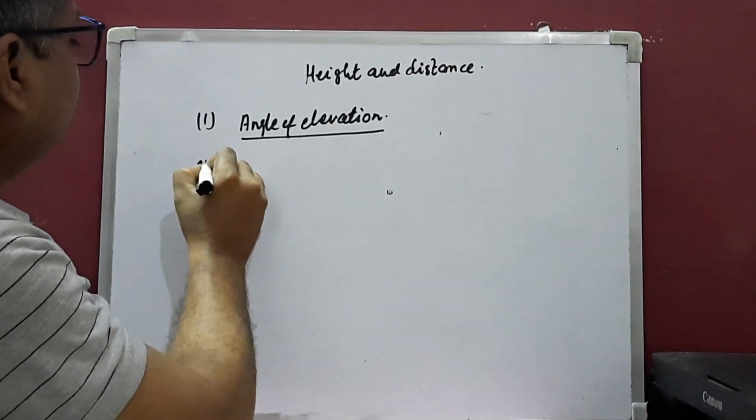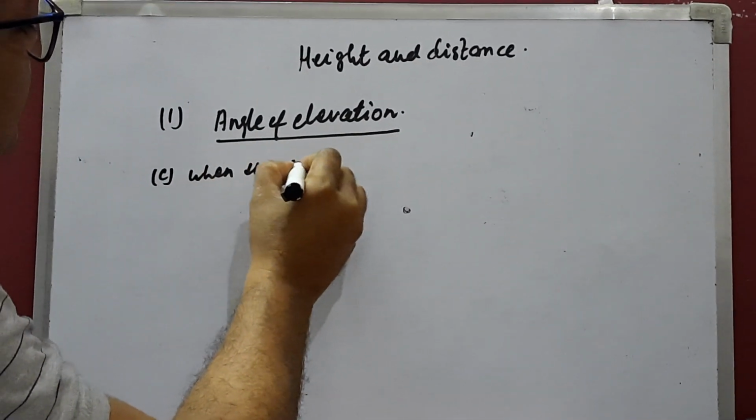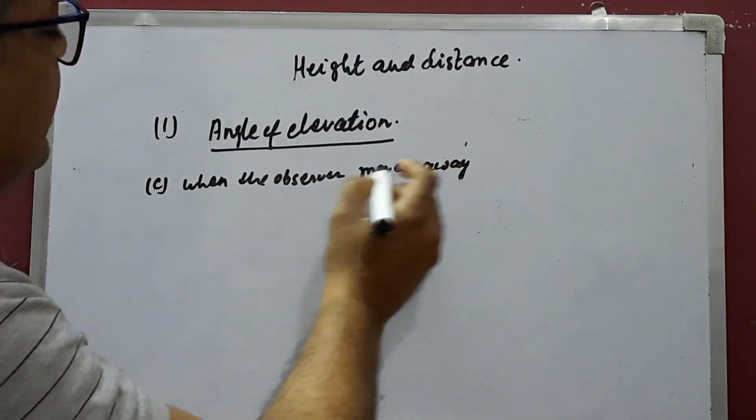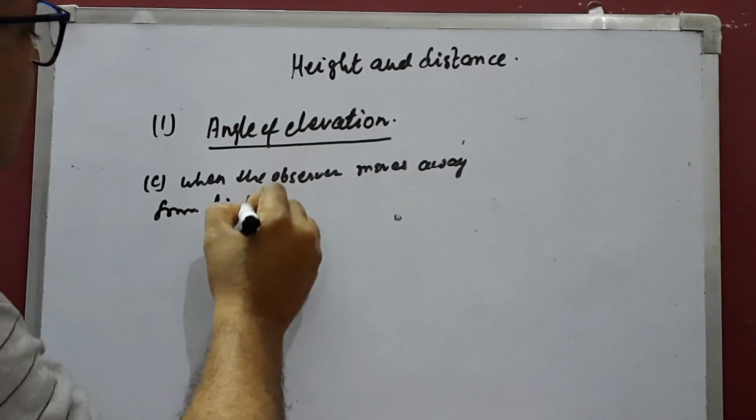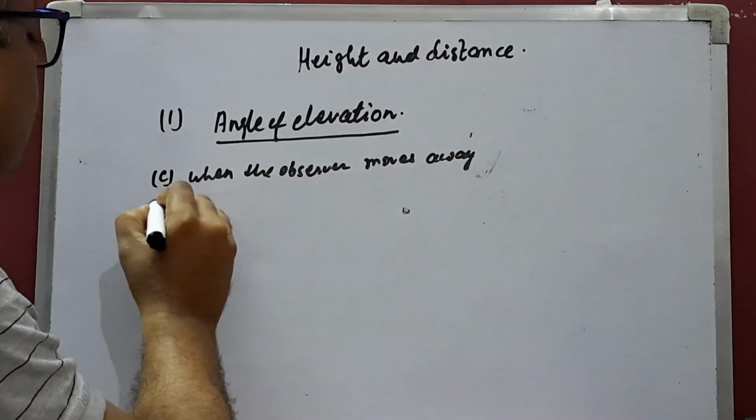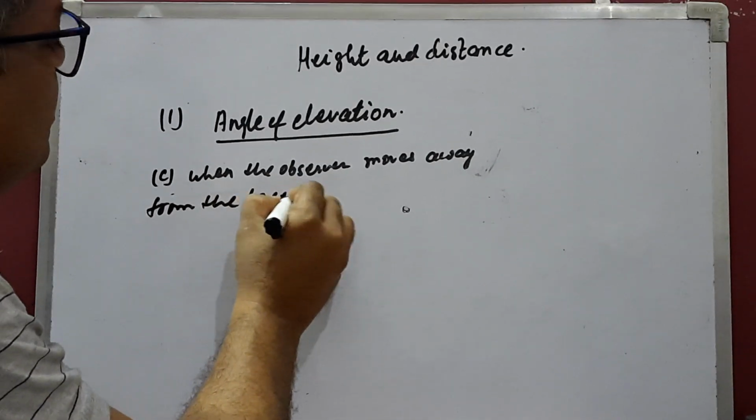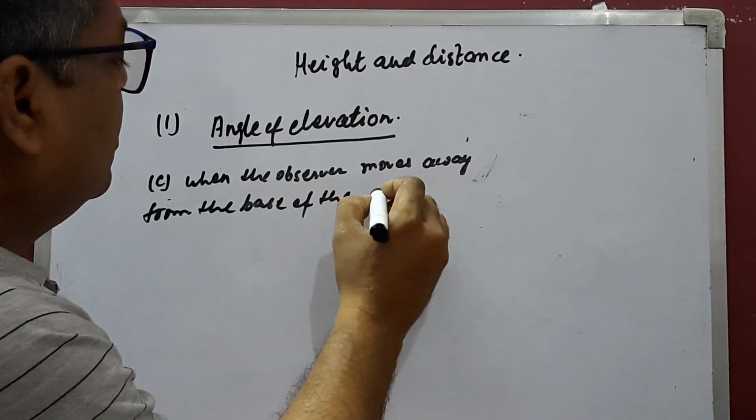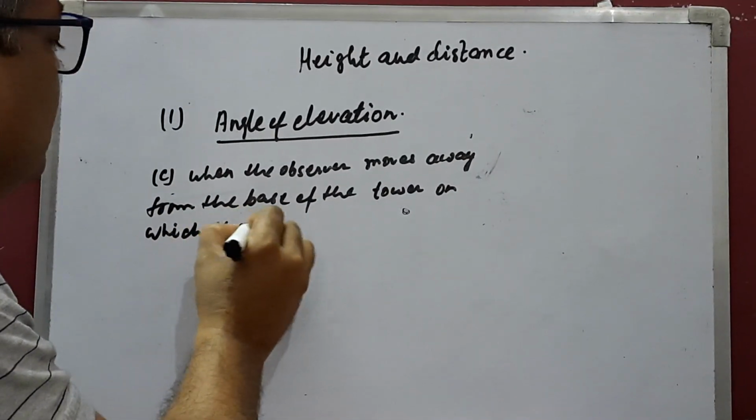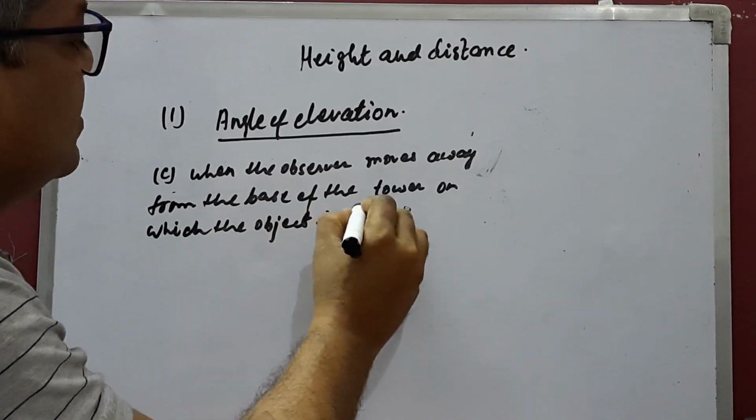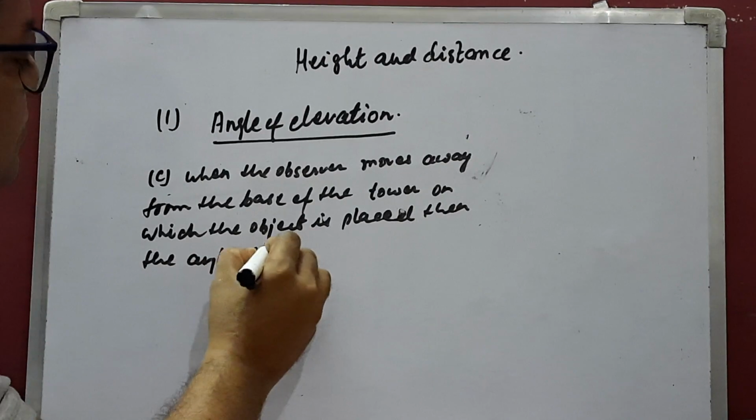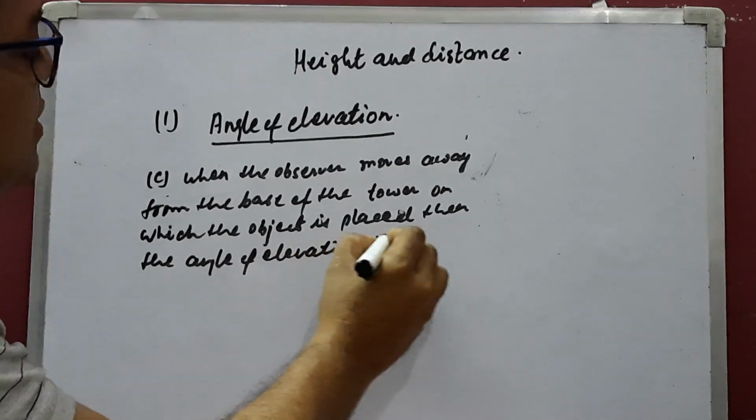And second, when the observer moves away from the base of the tower on which the object is placed, then the angle of elevation is decreased.